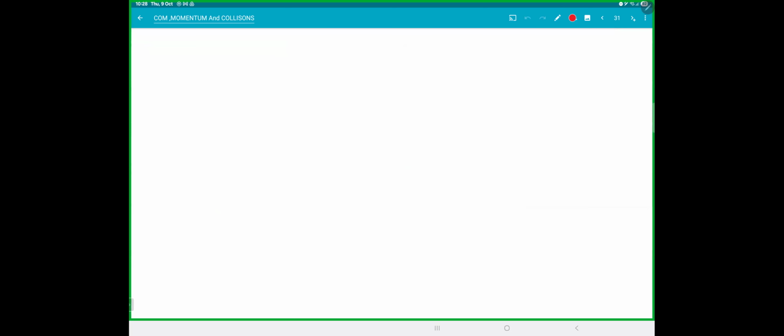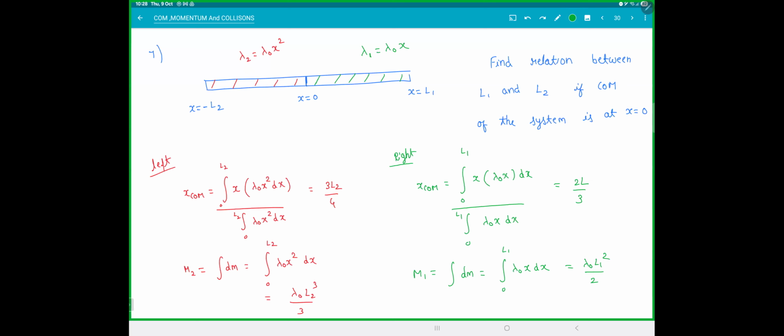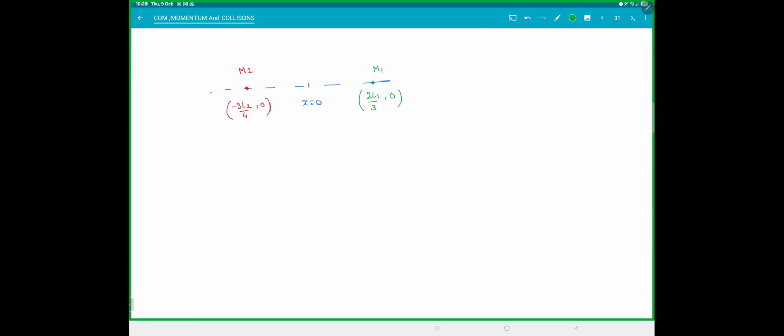Now what I will do, so this is x is equal to 0. Basically I can replace that entire left side rod with a mass M2 at minus 3L2 by 4, comma 0, and I can replace the entire right side rod with M1 at 2L1 by 3, 0. Do you guys agree with this? You're replacing that entire rod with a mass M1 and M2 at their centers of mass. And now these two particles' center of mass is at the origin.